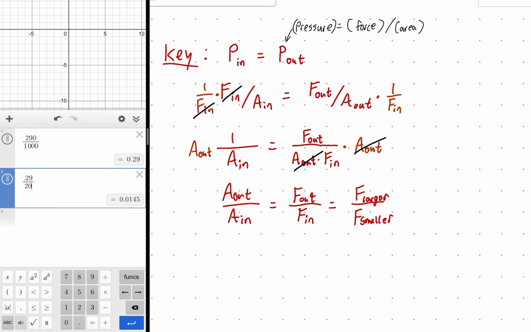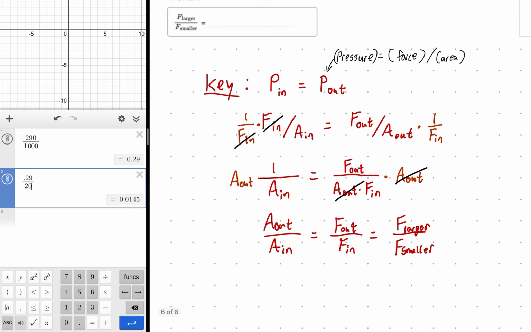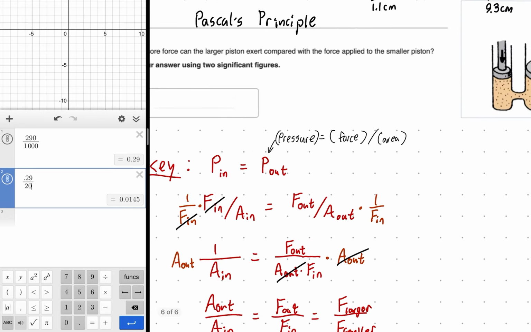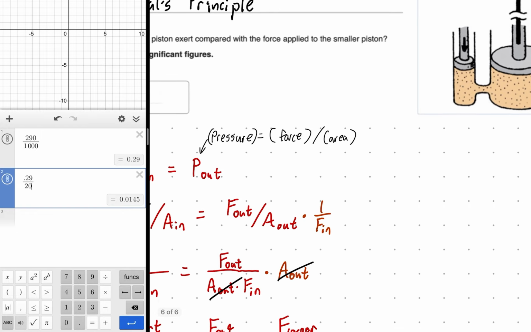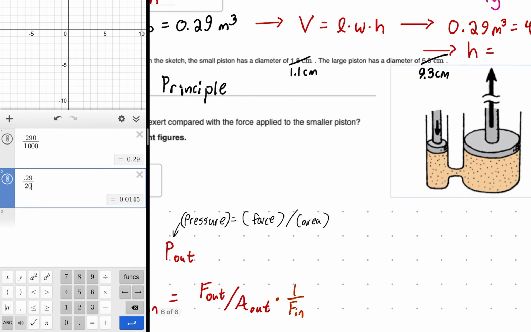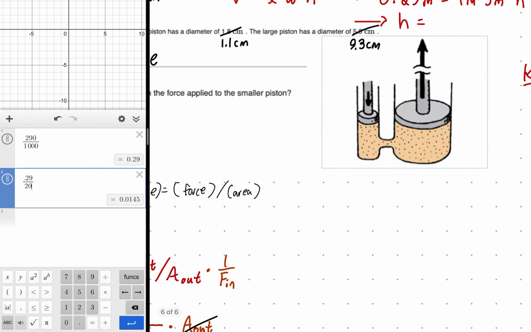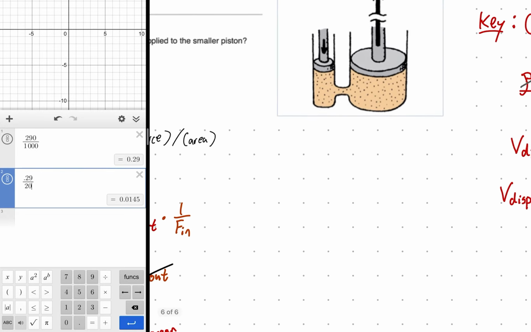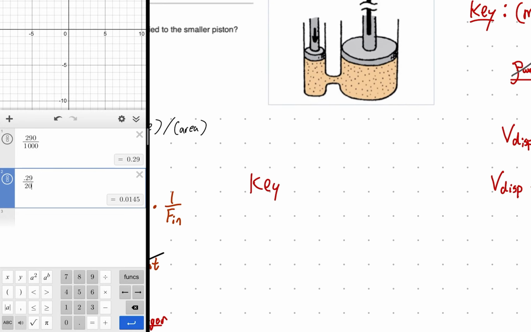Or just the same force by a different name. Okay, so then you can see that our answer is just going to be A out over A in. Well, we know those, right? We know those values because we're given the diameters. So how do you relate diameter to area? Well, that's in itself a key equation, if you will, right?